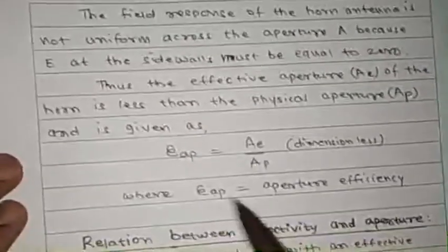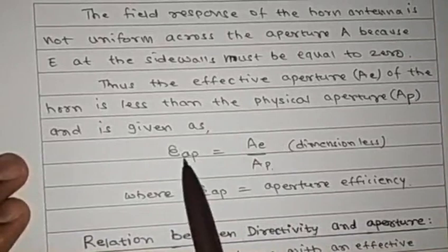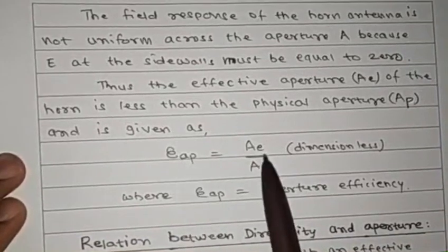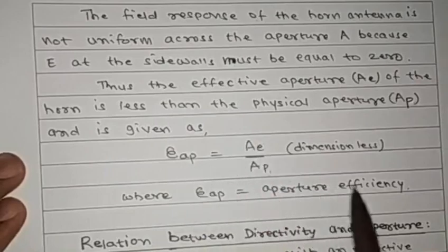Next, we'll define the ratio of effective aperture and physical aperture as aperture efficiency. So it's always effective aperture which is lesser than the physical aperture. So this dimensionless quantity represents the aperture efficiency.